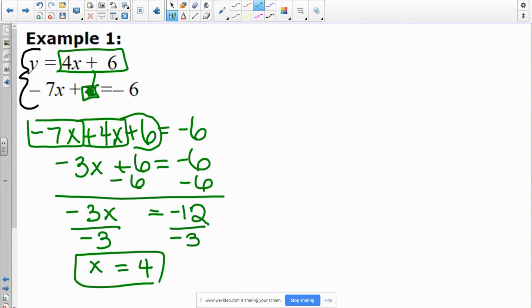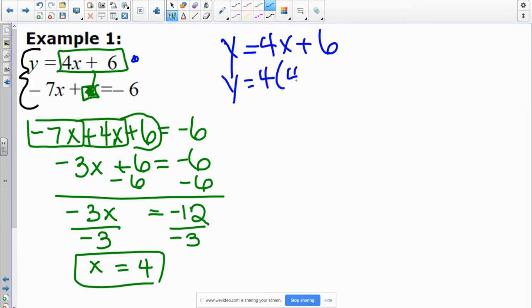Now I'm going to go back in and solve for the other variable because I need to know both the x and the y. So now I know the x. I'm going to use that first equation, the one I did not substitute into. So I have y equals 4x plus 6. And now I know that x is 4. So I can, again, substitute the 4 in for x and solve.